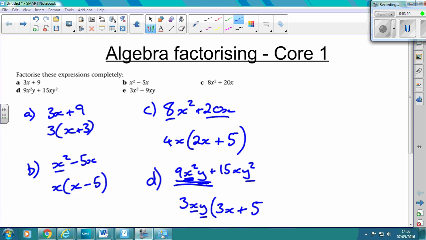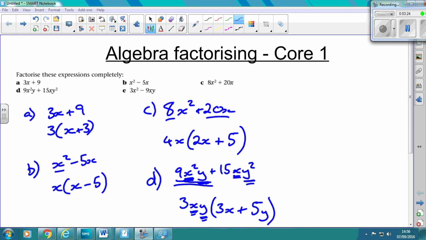We don't need any more x's because we've only got a single x in the question, and we've got a single x from what we've taken out so far. But we've only got one y, and we need a y squared, so we need to have an extra y in there. So it's going to be 3xy bracket 3x plus 5y.